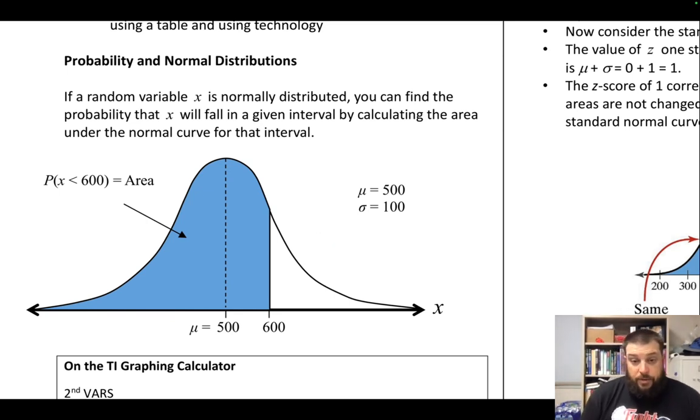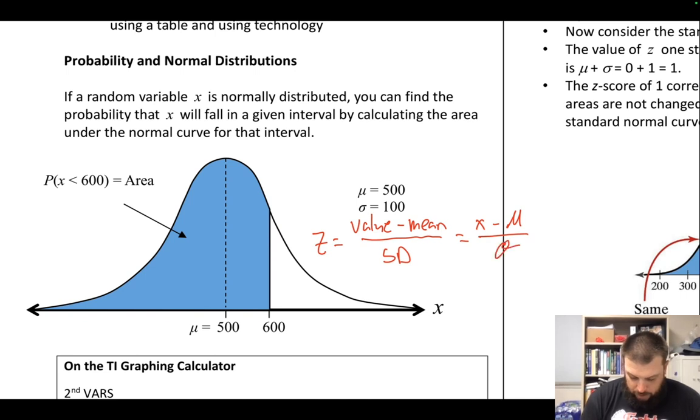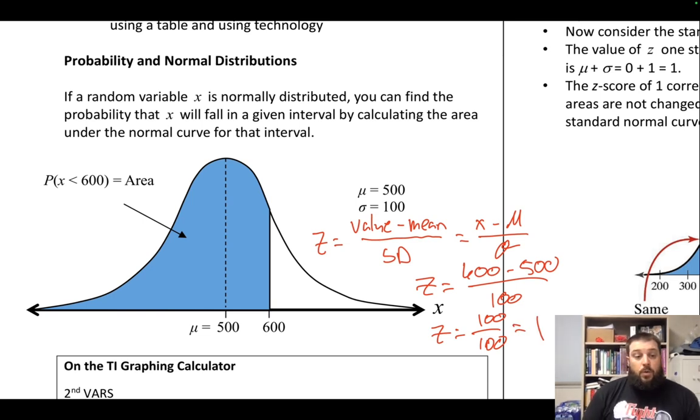And so previously we had found our z-scores by our value minus the mean over the standard deviation, which in this case is our x minus our mu or our mean over our standard deviation. So our z-score for this one is going to be z equals 600 minus 500 over 100. So z equals 100 over 100. So that is a z-score of 1.